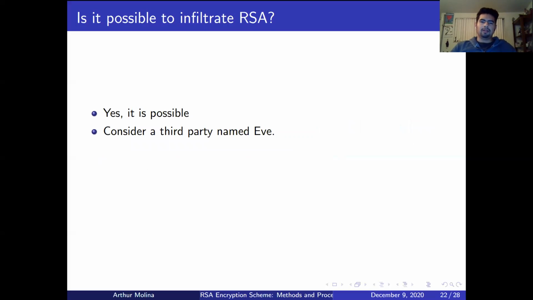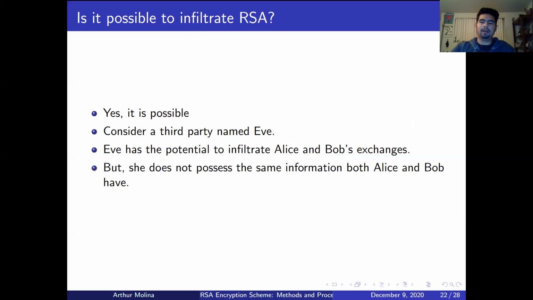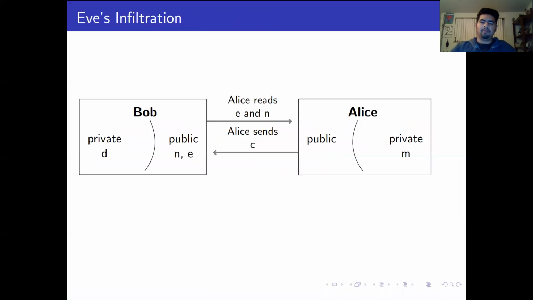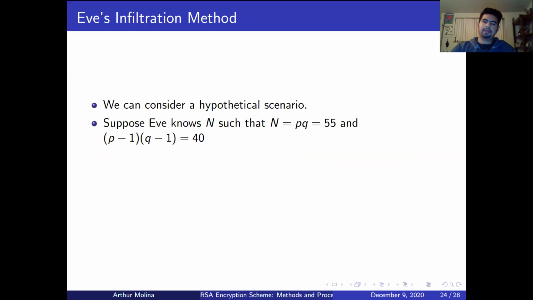However, we can ask the question, is it possible to infiltrate RSA? And yes, it is possible. We can consider a third party named Eve. Eve is actually able to infiltrate Alice and Bob's exchanges. The only issue is that she runs into the difficulty of not possessing the same information that Alice and Bob have. We can consider this diagram, which is the overall use of the RSA encryption scheme that we explained in the previous slides. However, now we have a third party, Eve, who could infiltrate the information sent between Bob and Alice.